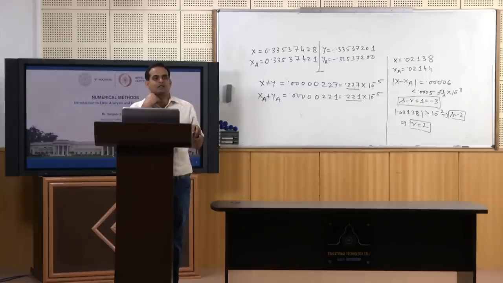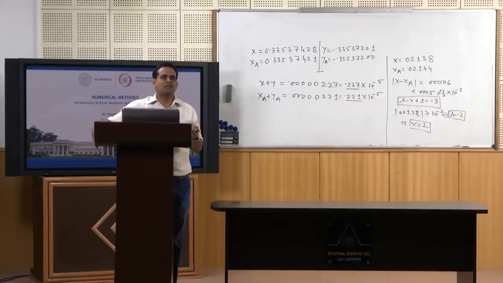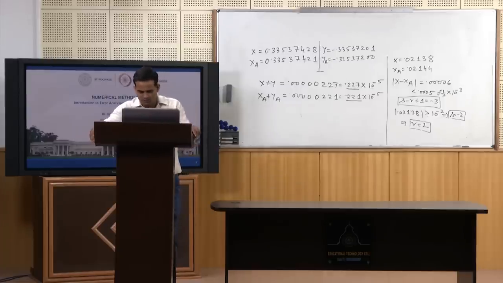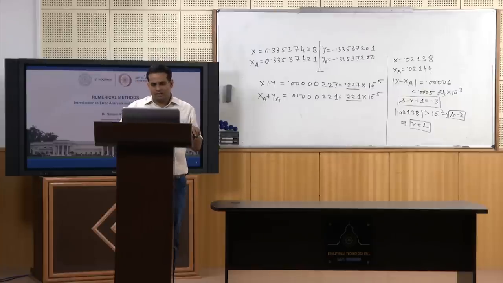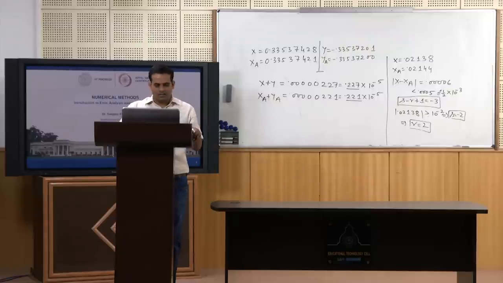Now let me introduce the system of linear equations. In general, we see systems of linear equations in a number of applications in science and engineering. Most problems in science and engineering can be formulated into nonlinear equations, and those can be approximated or converted into systems of linear equations to finally solve the overall system. Now, a linear system of n equations with n unknowns is given by this type. Here this is the first equation. Here x1, x2, xn are the unknown variables, a11, a12, or aij are the coefficients in different equations, and b1, b2, bn are the right hand side vector. In the matrix notation, we can write this particular system as Ax equals b.